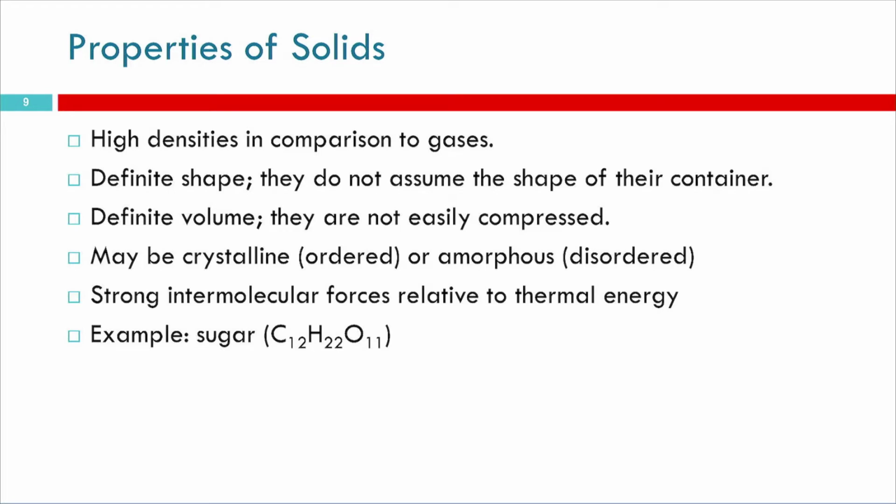And our solids may be crystalline or they may be amorphous. So if you have a crystalline solid, it's very ordered, whereas amorphous is very disordered. But those molecules have strong intermolecular forces relative to thermal energy, which keeps them in their respective positions. Table sugar being one example of a solid.